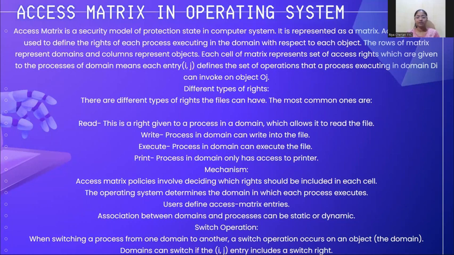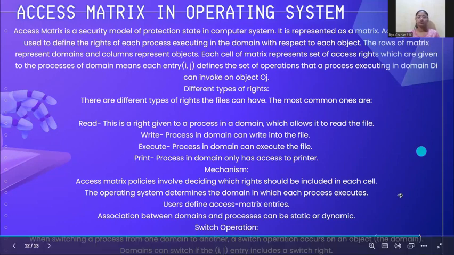Each cell of the matrix represents a set of access rights which are given to the process of the domain, which means each entry i, j defines the set of operations that a process executing in the domain Di can invoke on an object Oj. Different types of rights are read, write, execute, and print.